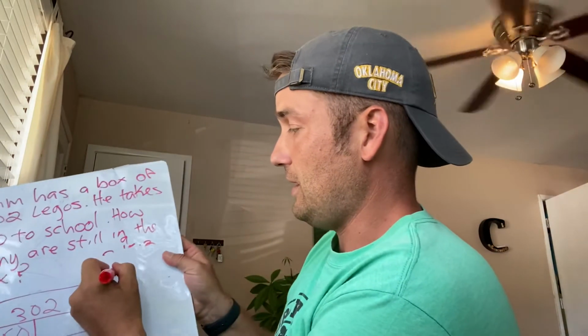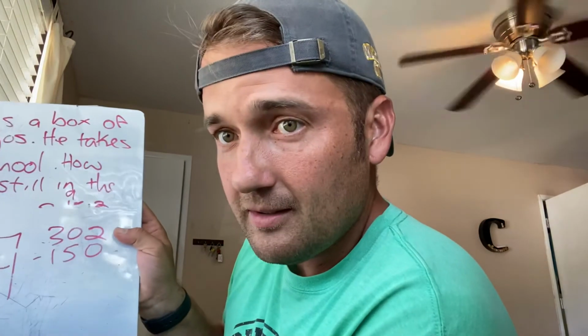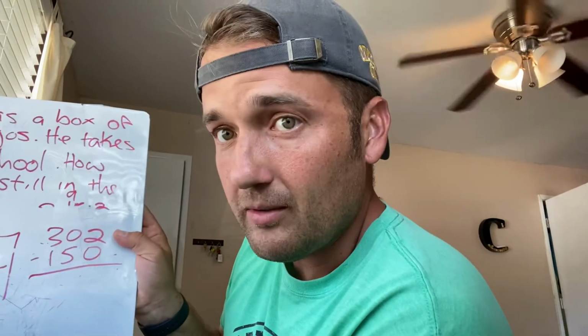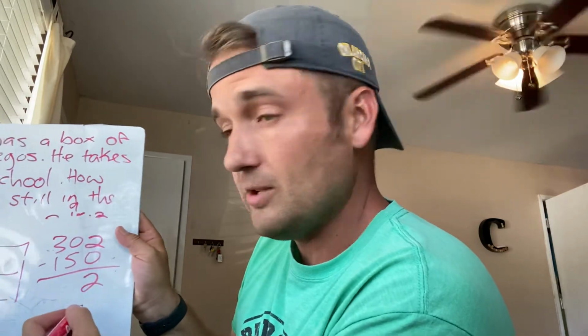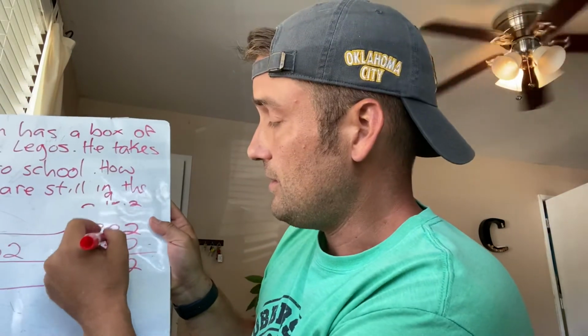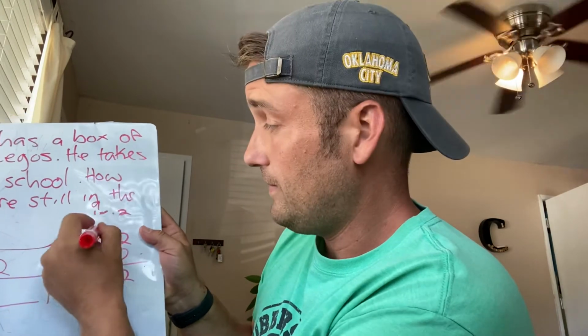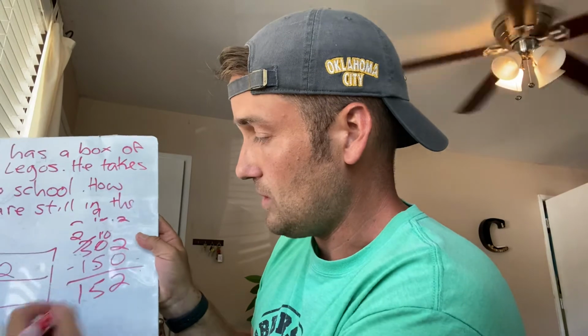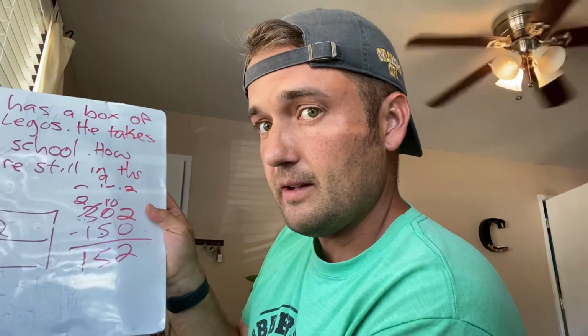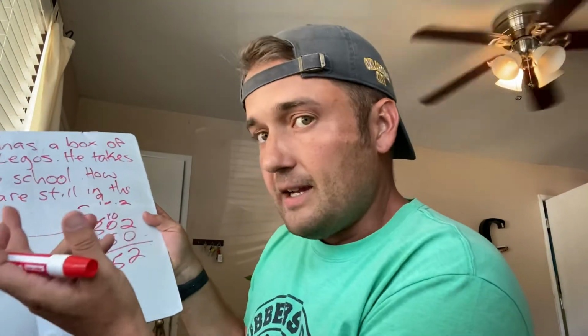Did you just see me make that subtraction mistake? I didn't even have to borrow. So okay. 302, 150. Did you see what I did wrong? Like 2 minus 0, you don't have to borrow. Everybody makes mistakes, all right? So 2 minus 0 is 2. 0 minus 5, now I have to borrow. 2, 10. 10 minus 5 is 5. 2 minus 1 is 1. 152. Okay?